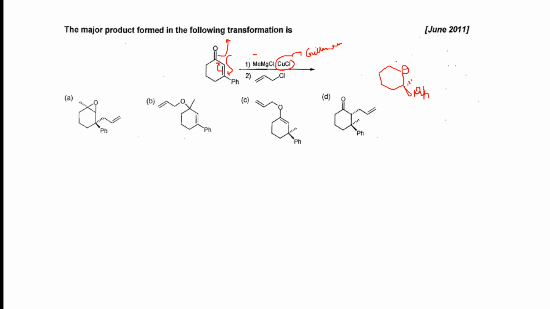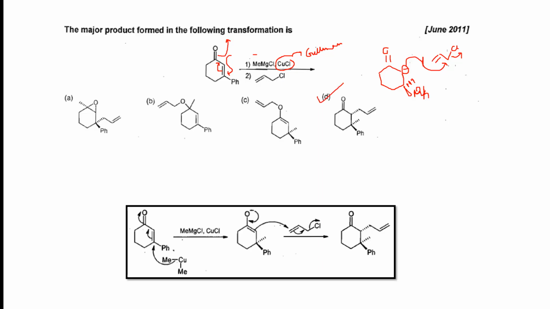There is a negative center here, so this will again attack this allyl fluoride. As this is between phenyl and methyl, phenyl is bulkier and phenyl is already above the plane, so approaching this one will be below the plane. So the correct option will be option D.